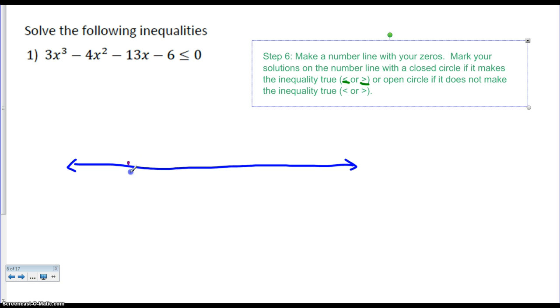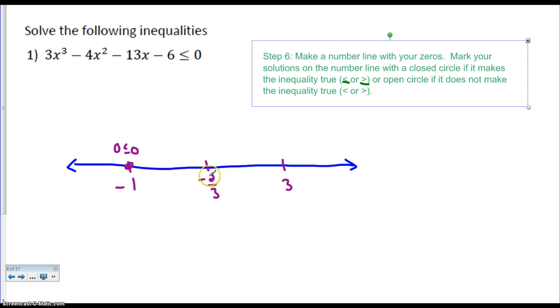Okay? So I know negative 1, negative 2/3, and then positive 3 are my zeros. Mark your solutions on the number line with closed circles if it makes the inequality true. Like if I plug negative 1 into this inequality, I get 0 on one side. Is that less than or equal to 0? Yes. So that means this is a solution to my inequality, so I'm going to put a closed circle there.